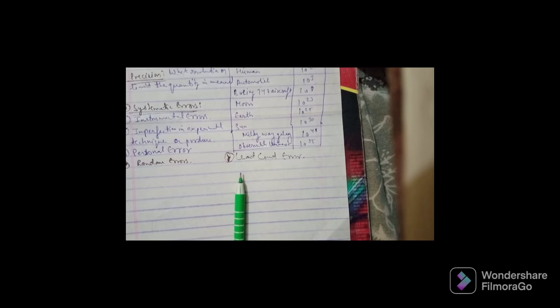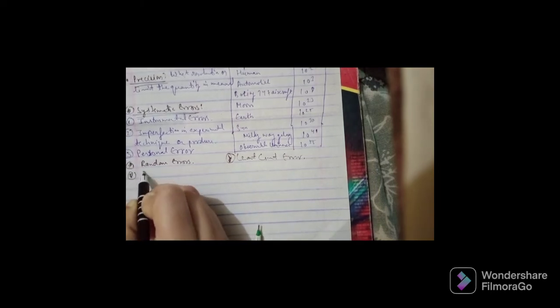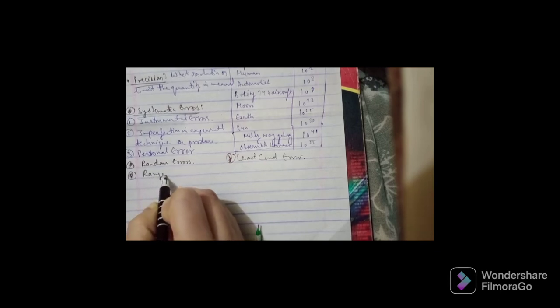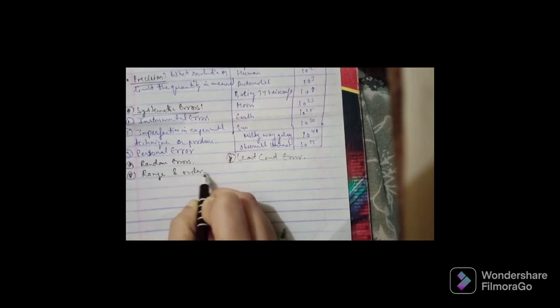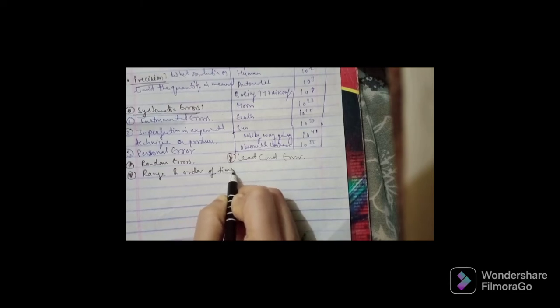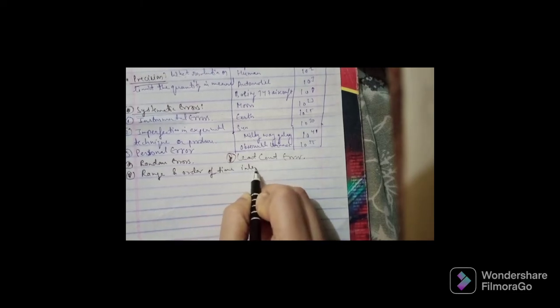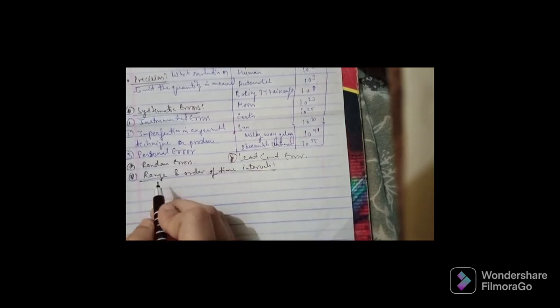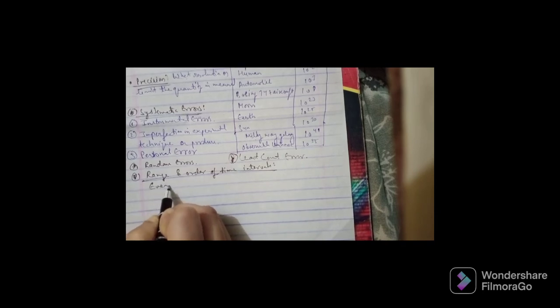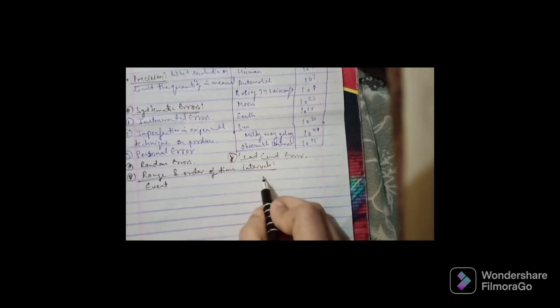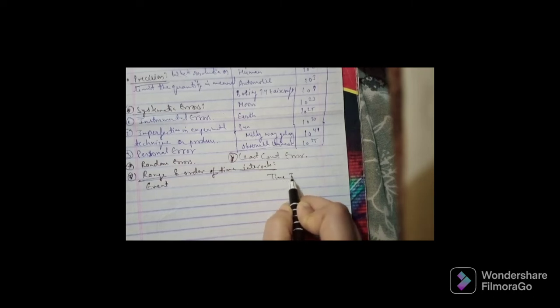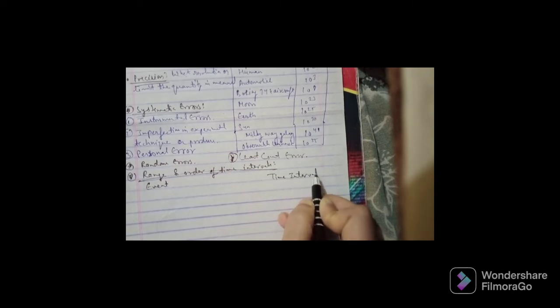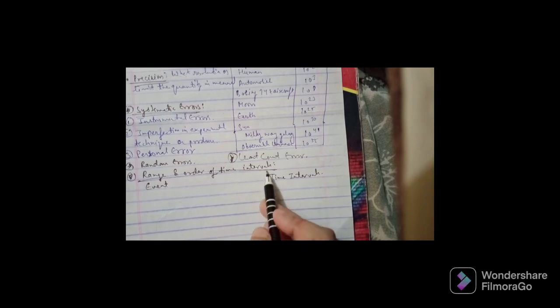And of course that is important, so you have to go ahead. Range and order of time interval. So here we have the event, and this is the time interval. So let's go for the same.